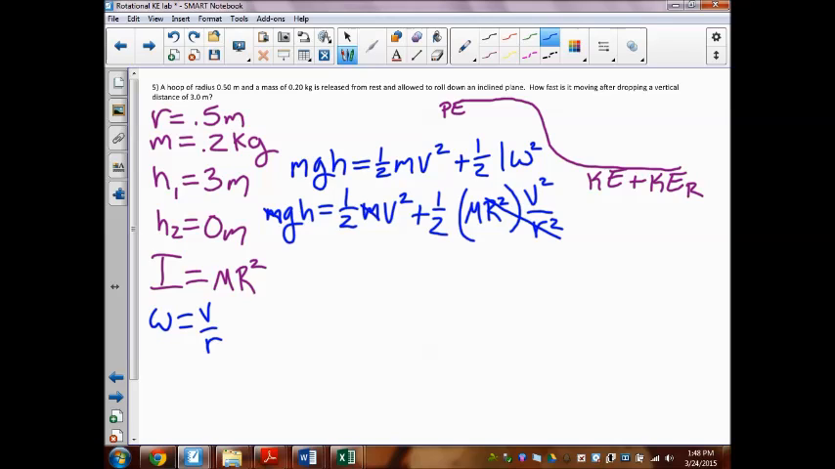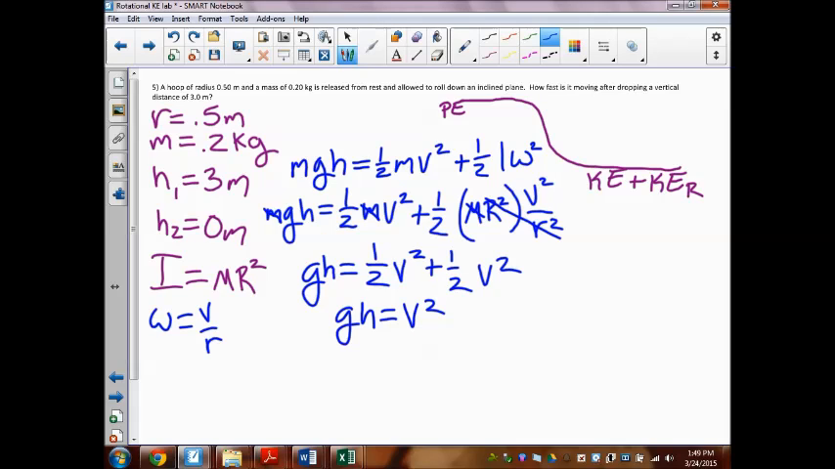And at this point, I can also get rid of my mass. Mass cancels out, which makes my equation much simpler. I end up with gh equals 1/2 v squared plus 1/2 v squared. So now I can combine like terms and simplify this even further. gh just equals v squared. And if I take the square root of both sides of the equation, I get a great equation for v. Square root of gh equals v. So that's pretty simple. Now I just need to put in my numbers and solve.